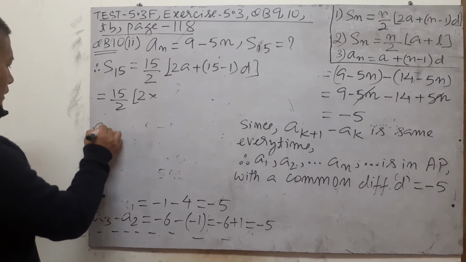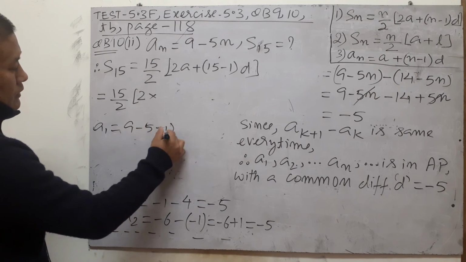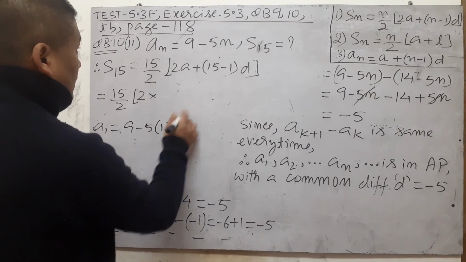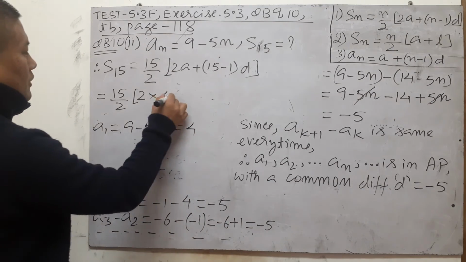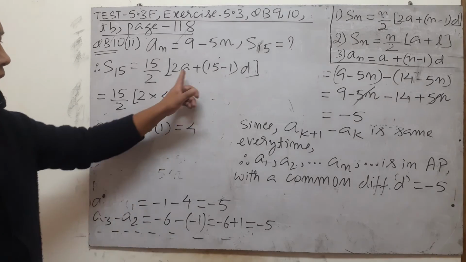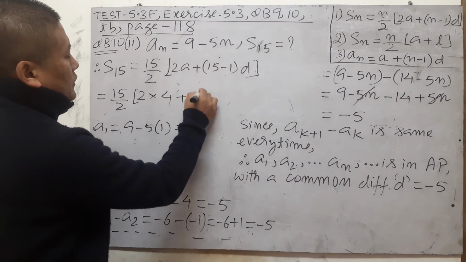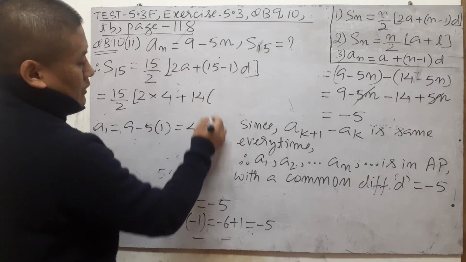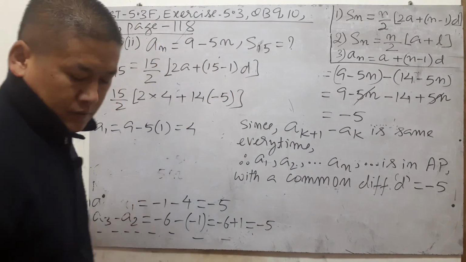So a1, I did like that. 9 minus 5 into 1 is 9 minus 5, which is 4. You check your notebook, the a1 was 4. Now a1 or a is the first term, plus 15 minus 1 is 14 into the common difference. Here the common difference value is minus 5, so close the bracket.